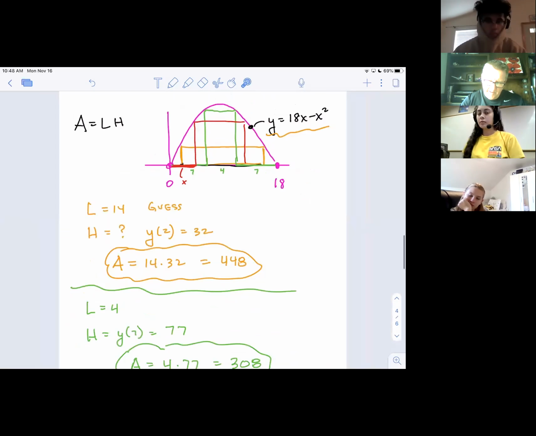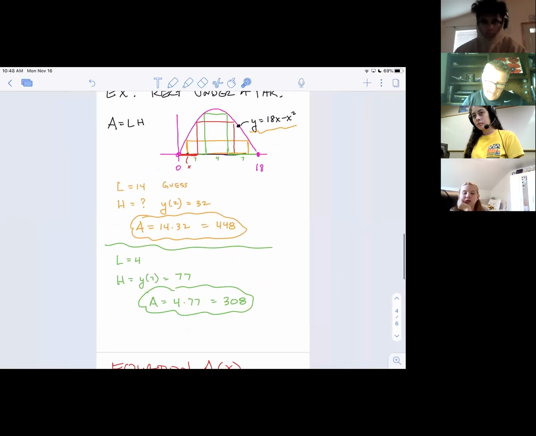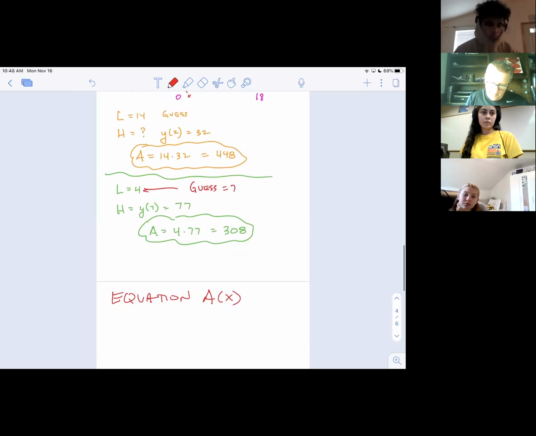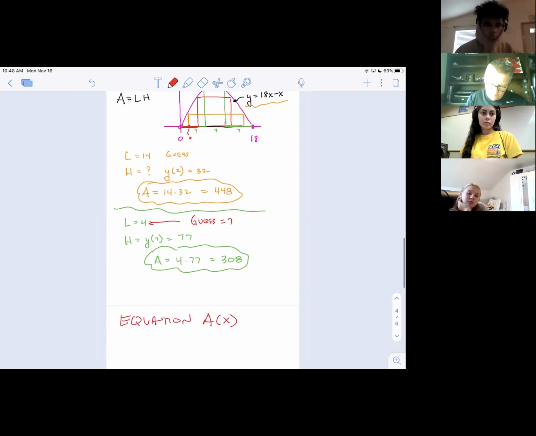So let's see, what did I do a second ago when my guess was back here, when my guess was 7? I had to add 7 and 7 together and take it away from 18 to get 4. Isn't that what I had to do to get this? So my length then is equal to 18 minus 2 of those guesses, 2 of those x's. I think I can see that now.